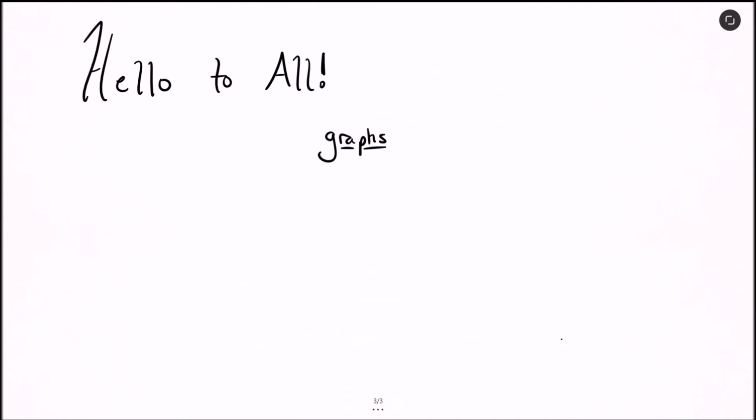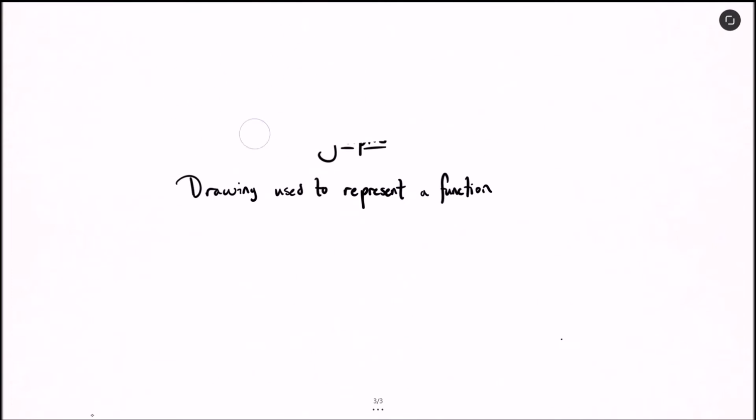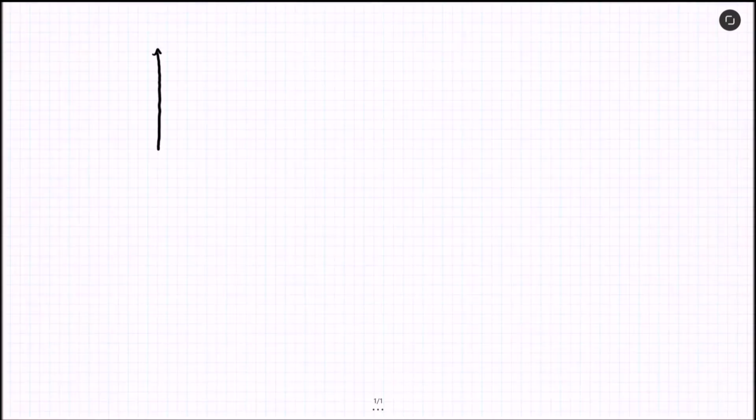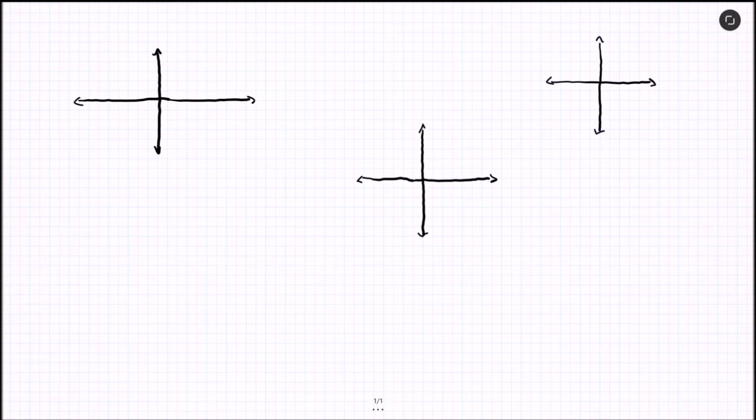Now you might have heard or even seen a graph. A graph is a drawing used to represent a function. There are basically an unlimited number of types of graphs, although for this class we're only going to focus on a select few. Here are some examples of a graph and what they look like.